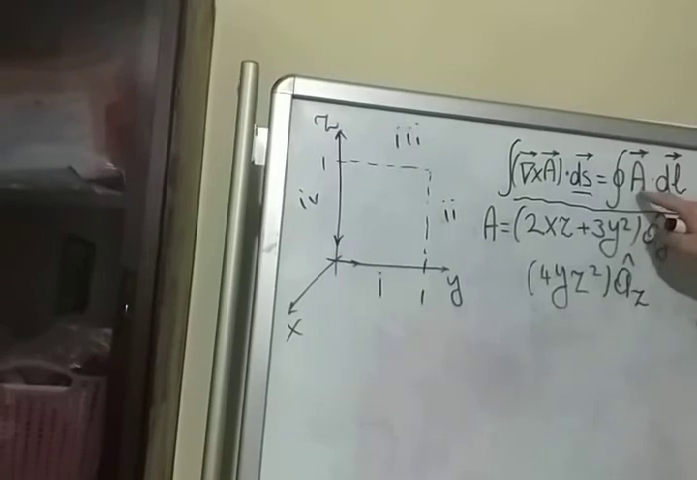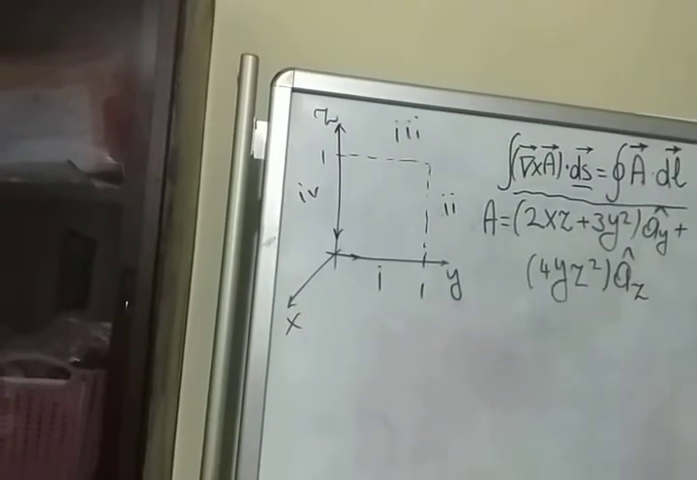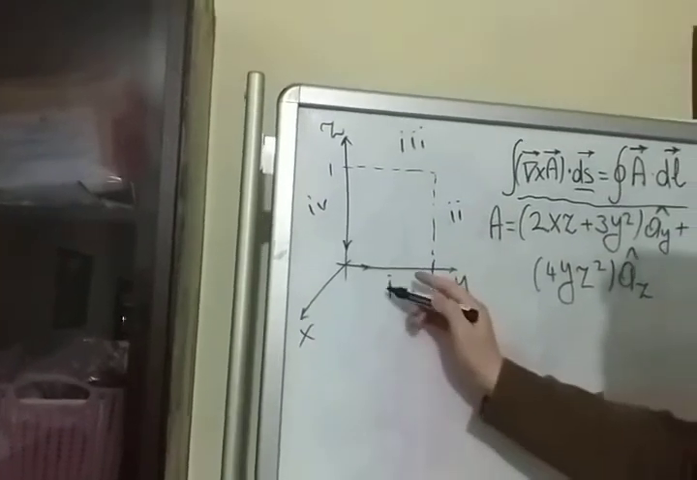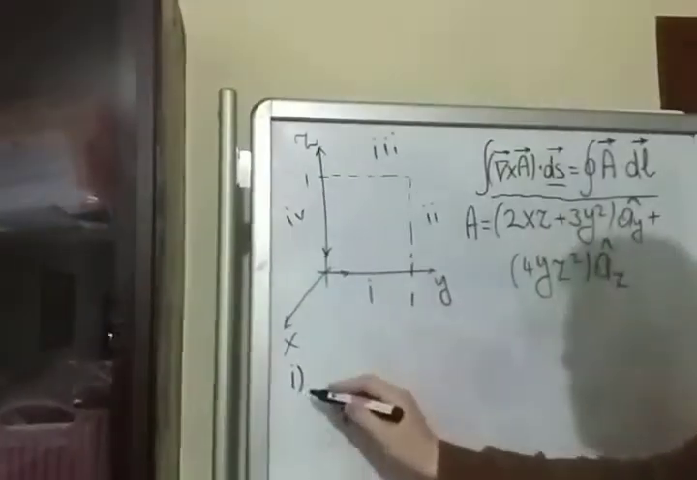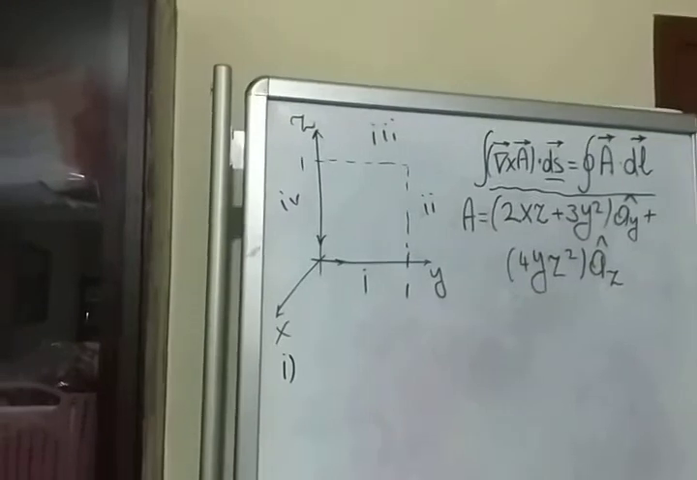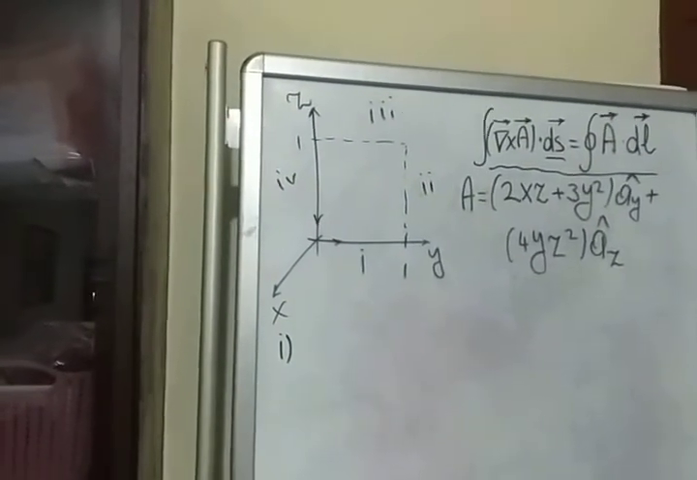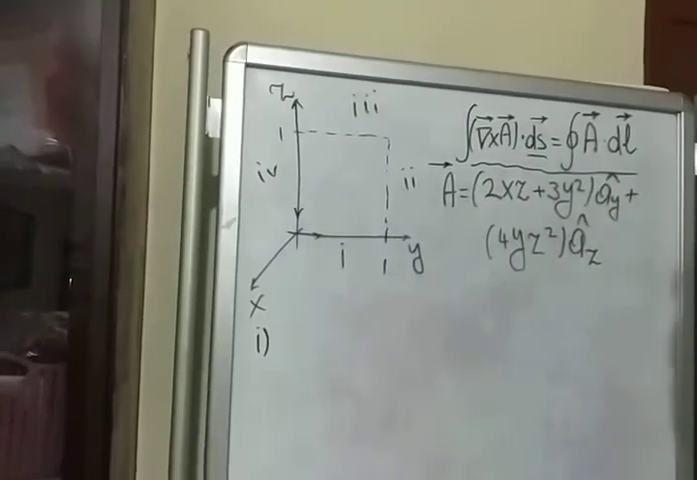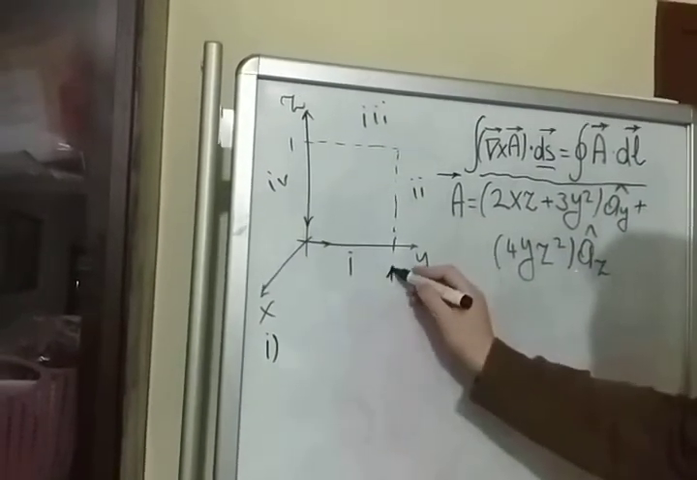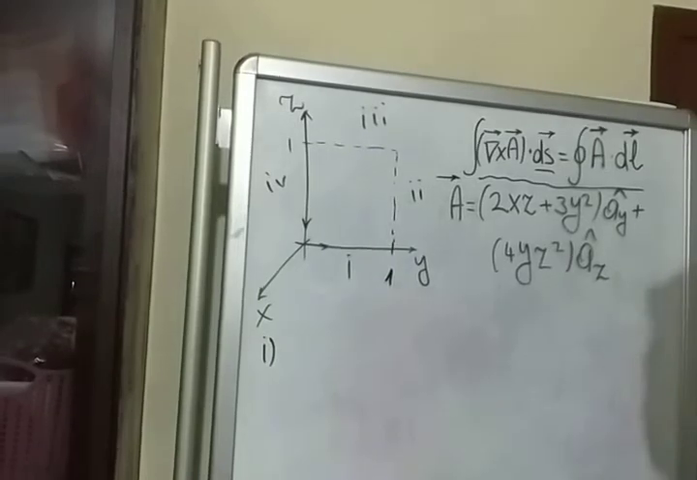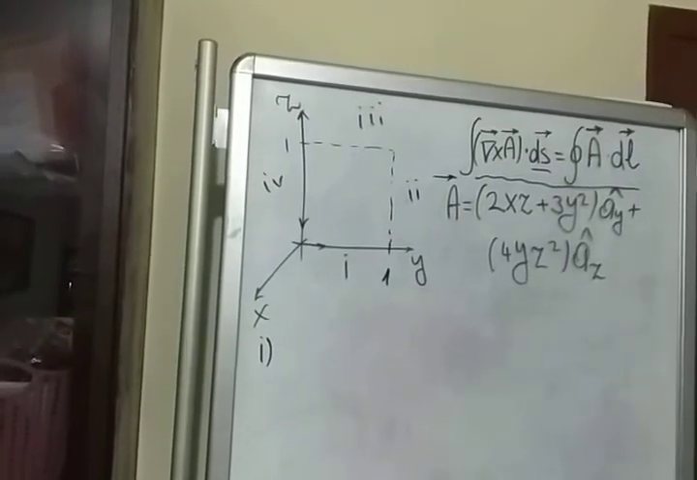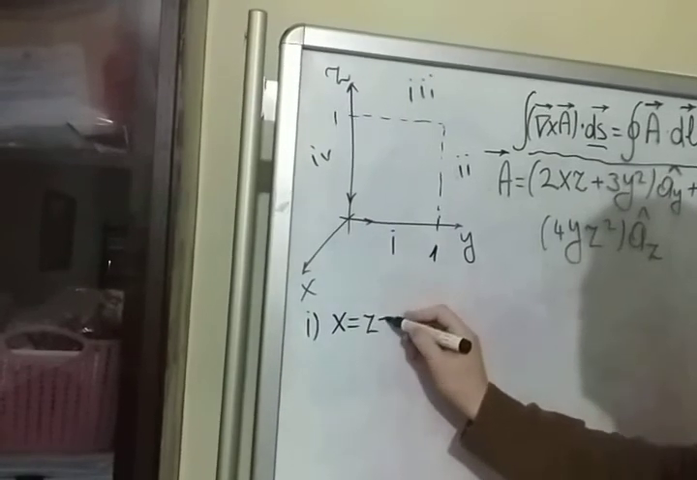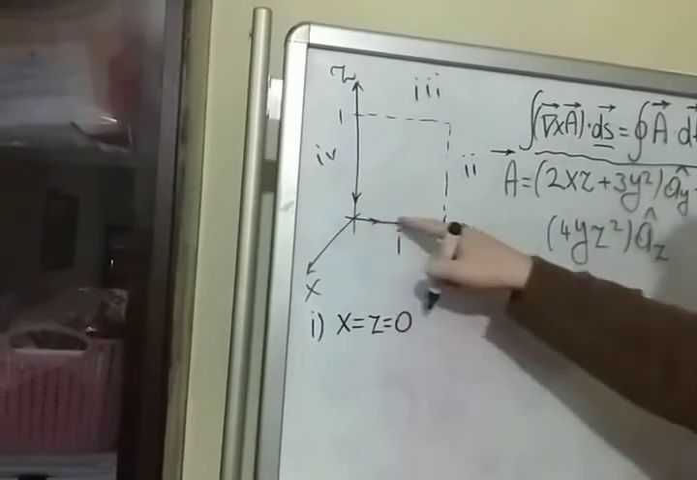Let's take this first. Let's calculate the line integral of the vector field A across this enclosed path. So let's consider the first path. First we need to identify what A is. A as a vector field is given by this expression. Now we want to go along this path for A, and what we have there is that x is equal to 0 and z is equal to 0.